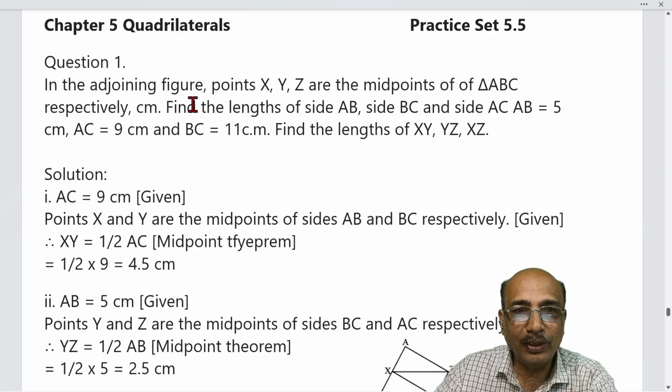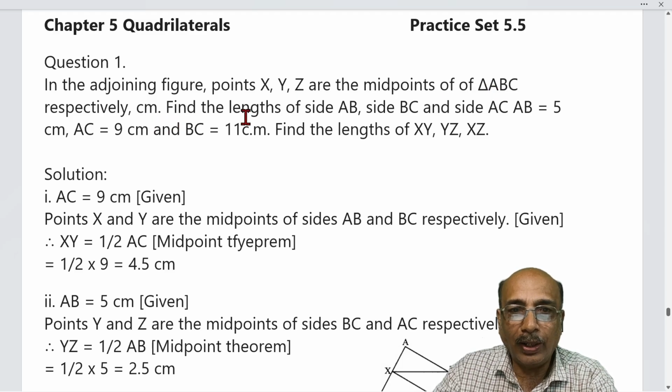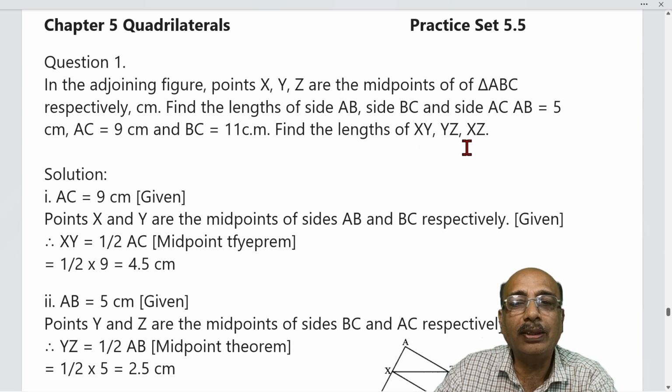Question 1. In the adjoining figure, points X, Y, Z are the midpoints of the sides of triangle ABC respectively. If AB equals 5 cm, AC equals 9 cm and BC equals 11 cm, find the lengths of XY, YZ and XZ.